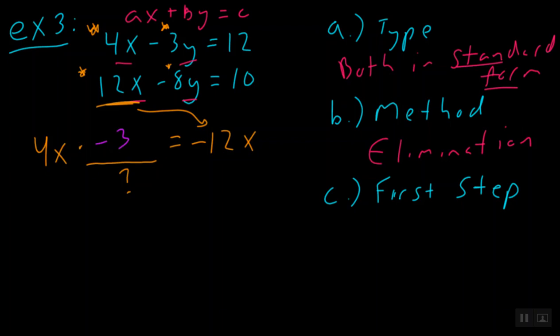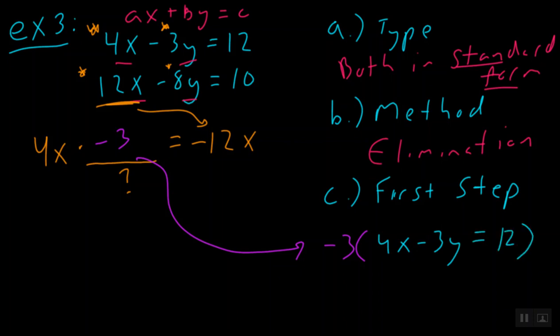So what is our first step? Well, our first step is to say, okay, we're going to do negative 3 times that entire first line, that 4x minus 3y equals 12. And that should be a review. Remember, after we multiply by negative 3, we can then eliminate our x's. More on that in the next video.